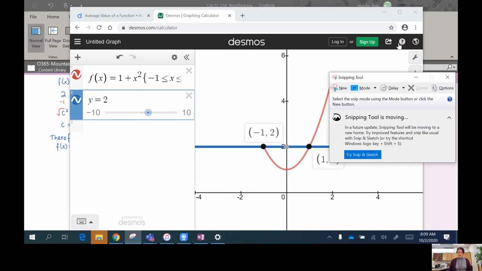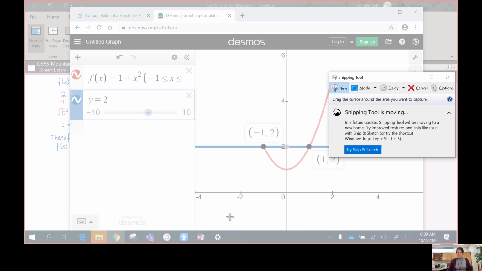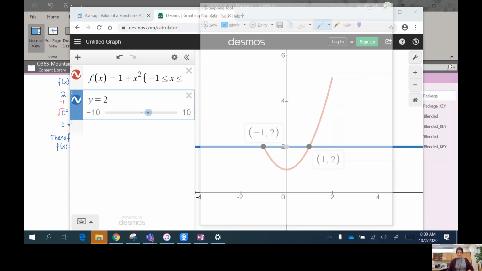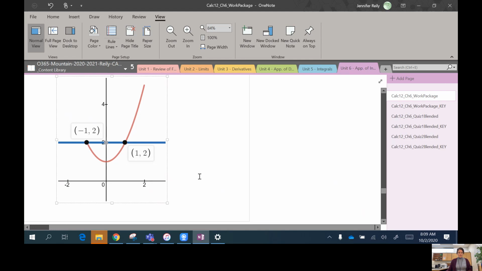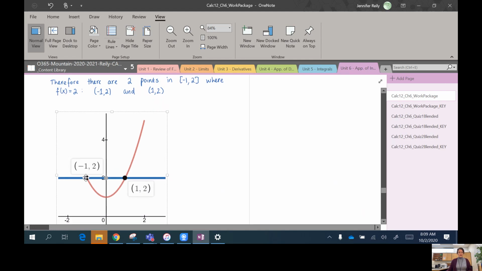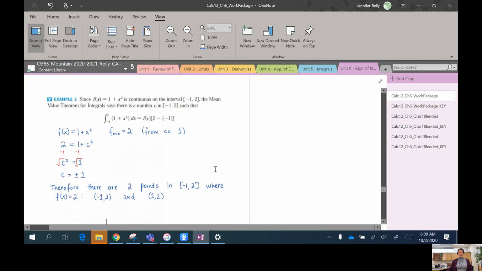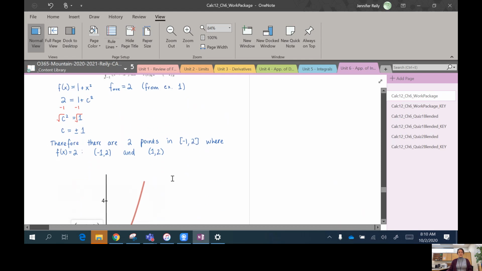So let's show a little picture of that. I will put it in the notes. There we go. Okay, so we found our 2 spots at x equals -1 and x equals 1. The function value has the exact same value as the average value. And this theorem, the mean value theorem, states that those points must exist.